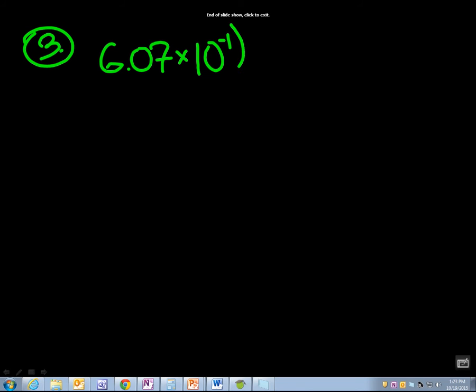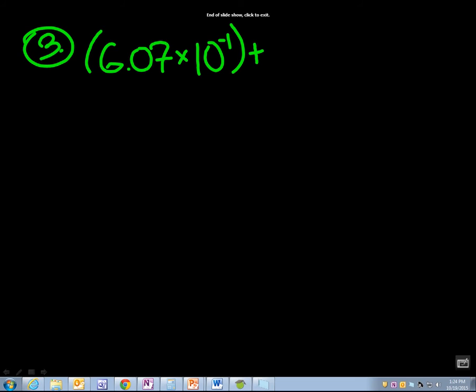Let's do number 3 you wanted to try? Yeah. Okay. Number 3 is 6.07 times 10 to the negative 1 plus, you guys like the color on black background? Yeah, I really like.